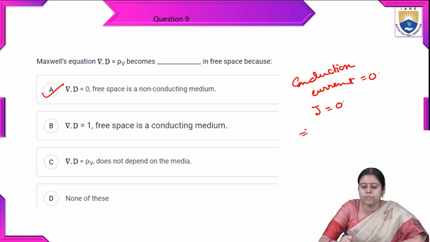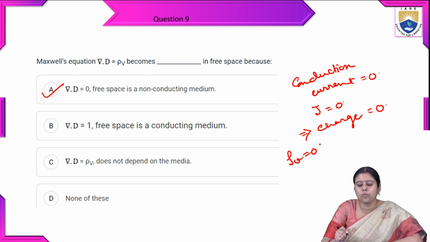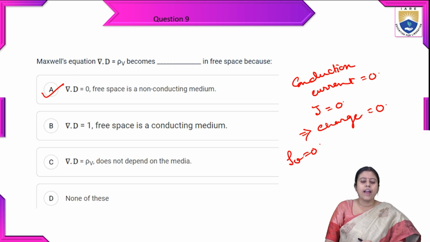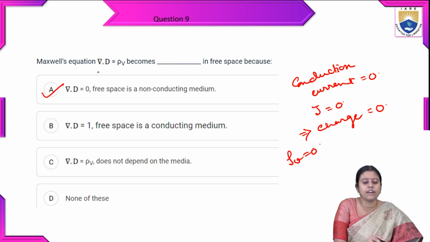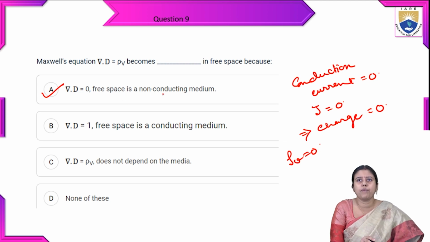Current 0 means obviously there is no charge. So the charge is 0. Charge is 0 means rho V is equal to 0. And the Maxwell's equation grad dot D is equal to 0 if the free space is a non-conducting medium. Next we are moving to question number 10.